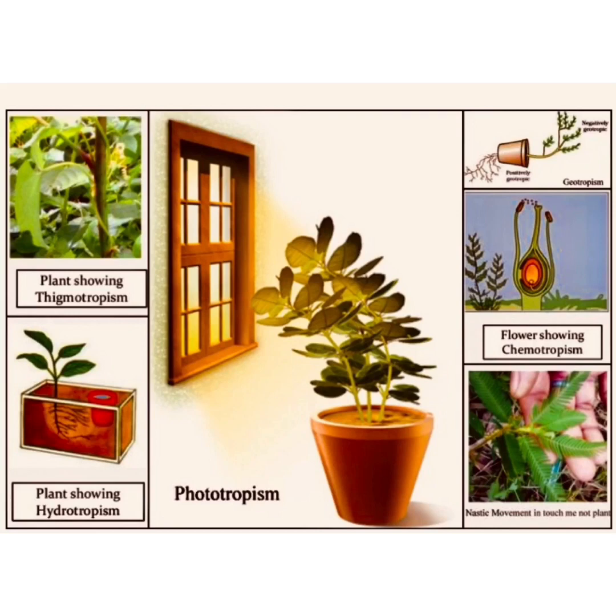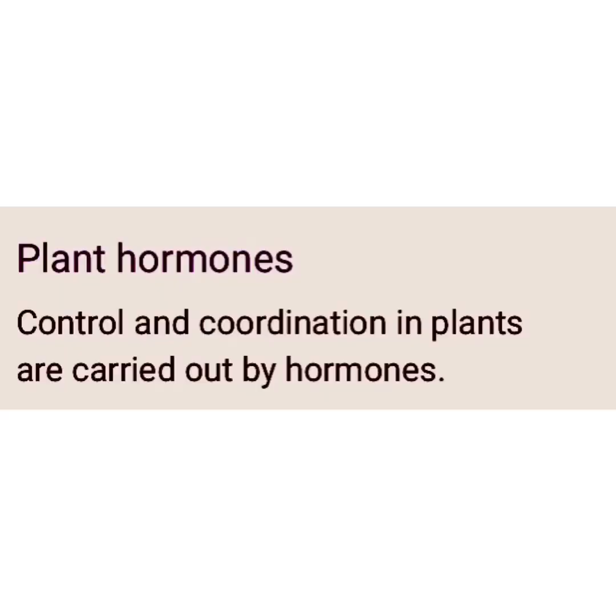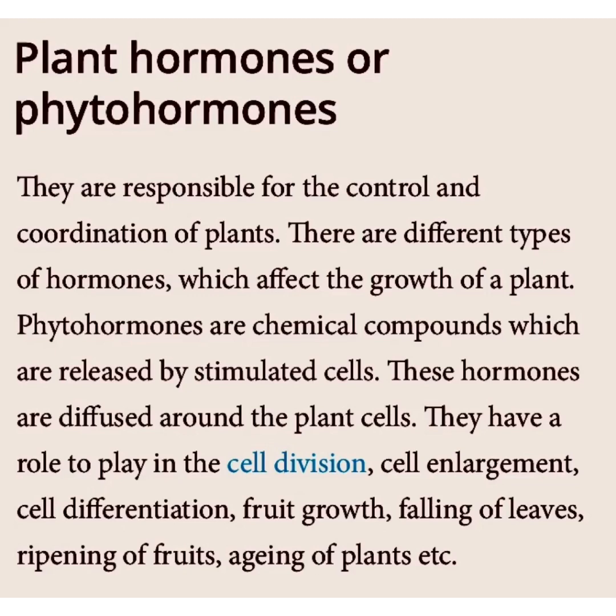So in this diagram, you can see the various types of tropic and nastic movements. Now let us start the plant hormones. Control and coordination in plants are carried out by hormones. Plant hormones, also known as phytohormones, are responsible for the control and coordination of plants. There are different types of hormones which affect the growth of a plant. Phytohormones are chemical compounds which are released by stimulated cells.